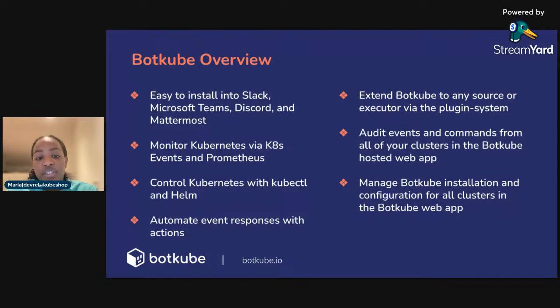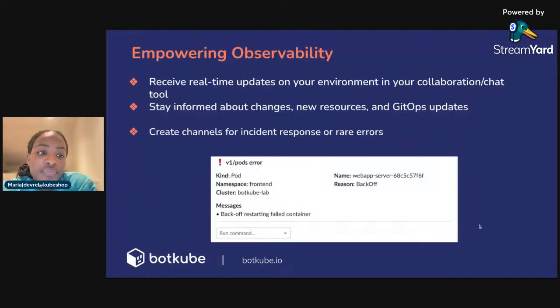So with the information you've received, you can act on it. Additionally, we have a lot of source and executor plugins that correspond with CNCF landscape tools. For example, we have a Captain plugin, Flux plugin, Argo plugin, and we're planning a lot more. And in the web-hosted app, you can audit your events and commands. That's about establishing that feedback loop, having lots of transparency and seeing all the commands that go on in your cluster.